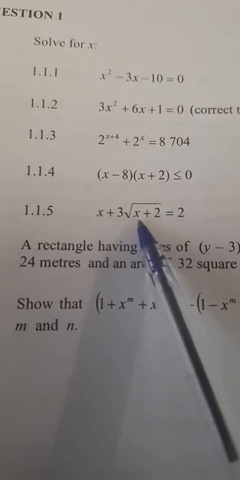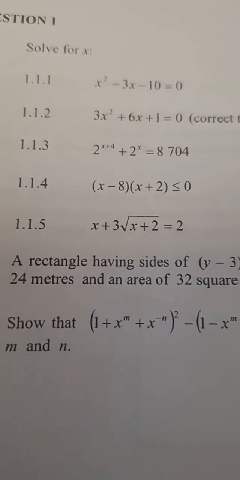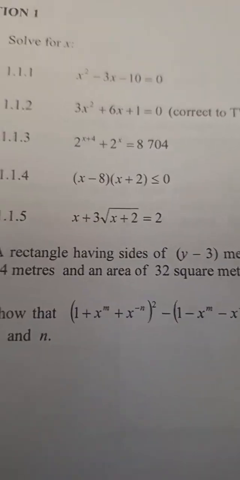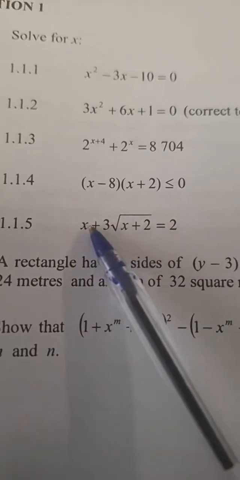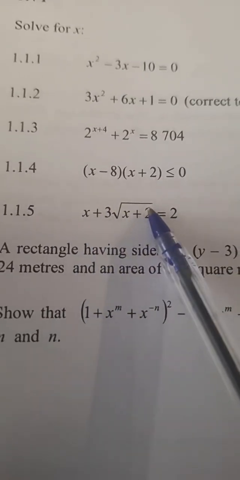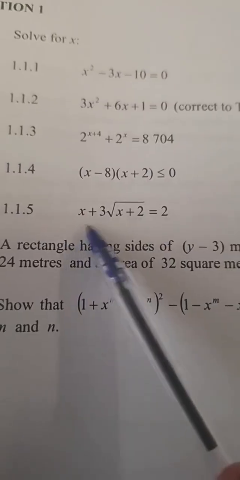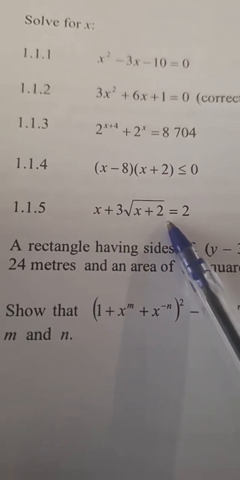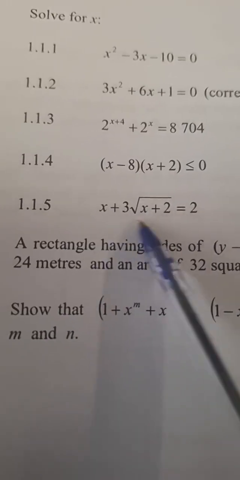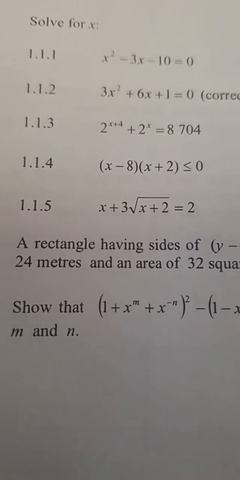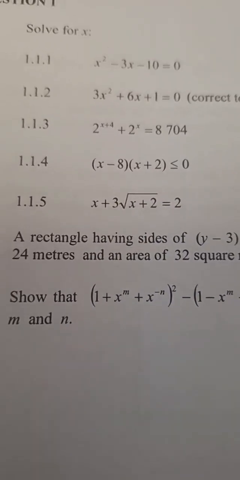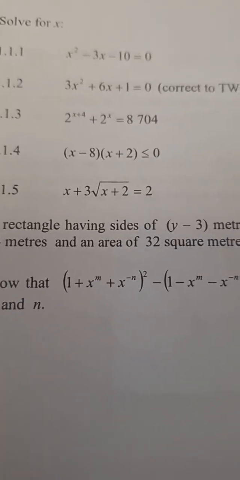1.1.5 here is a typical what? Surd equation. Guys, with the surd equation, we need to remember the step that we need to follow first. There's a procedure of writing the equation first in standard form, in that you isolate the surd, and when the surd is isolated, you can then do what? You can square both sides of the equation.